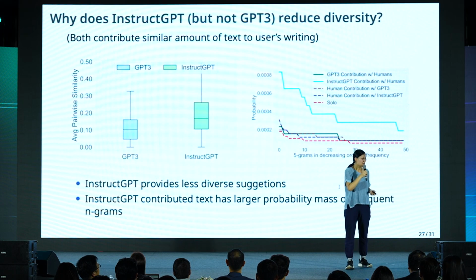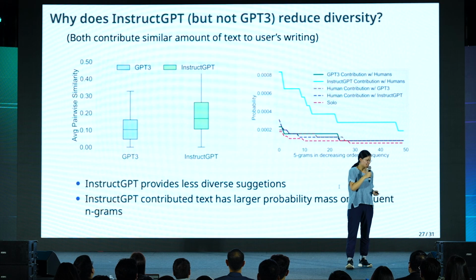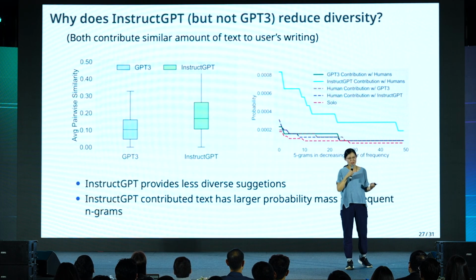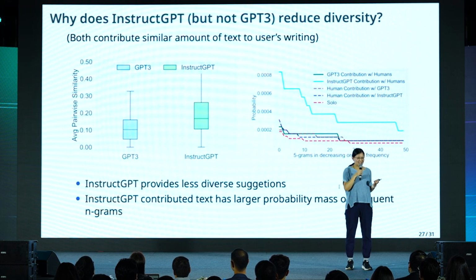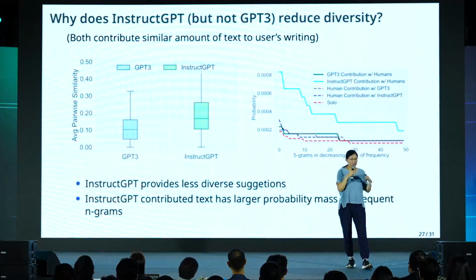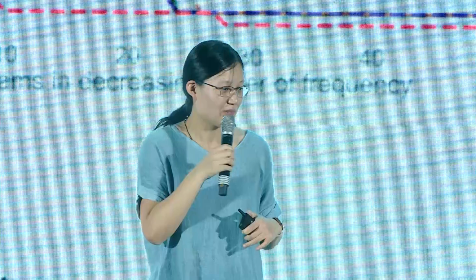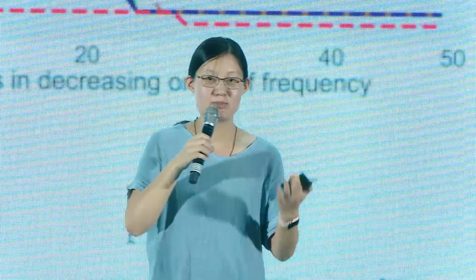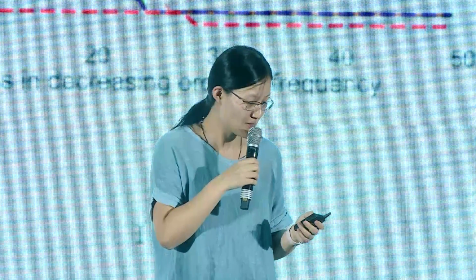All right, and the main reason here is that when we look at the output from the instructed GPT, it is less diverse. And when these suggestions are incorporated into the text, they tend to have much larger probability on the most frequent n-grams.